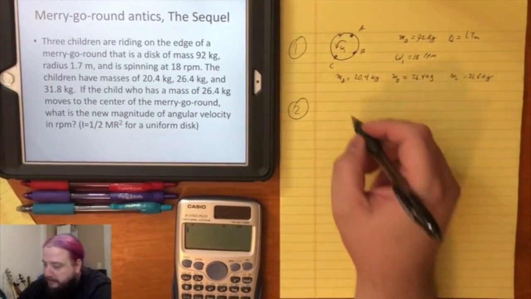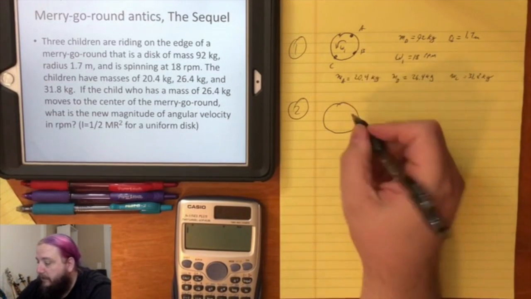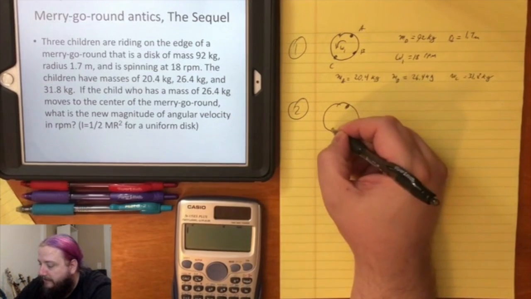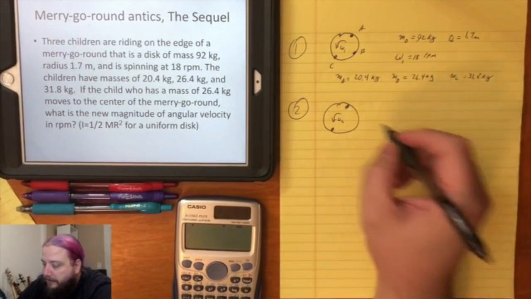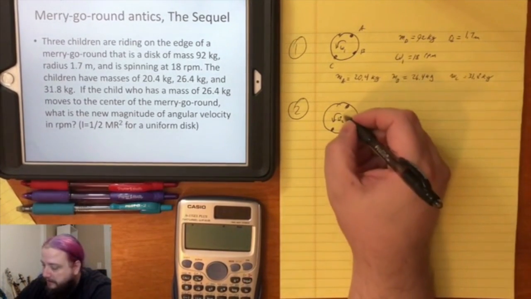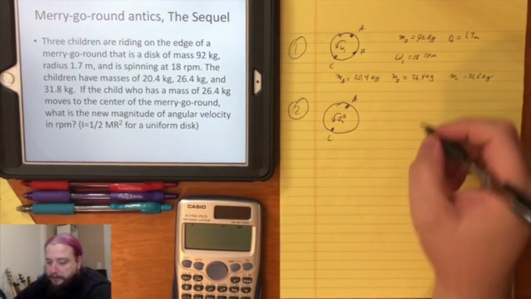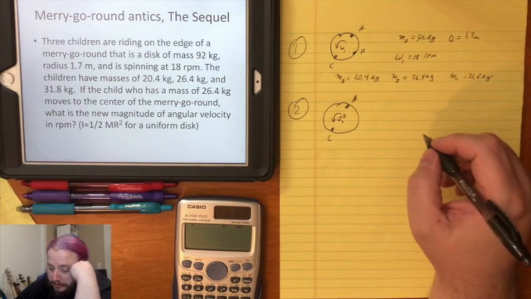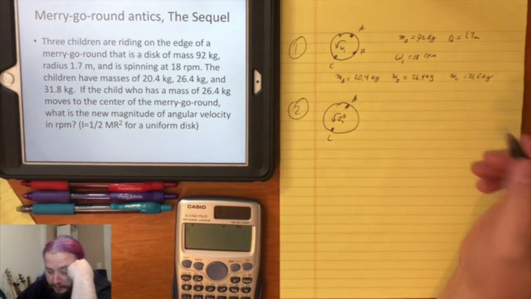And the after picture, well, which one? The 26.4, so B went away. We still have A and C. Now we're going at some velocity omega 2, and B has moved to the middle. And so the rotational inertia will have changed.